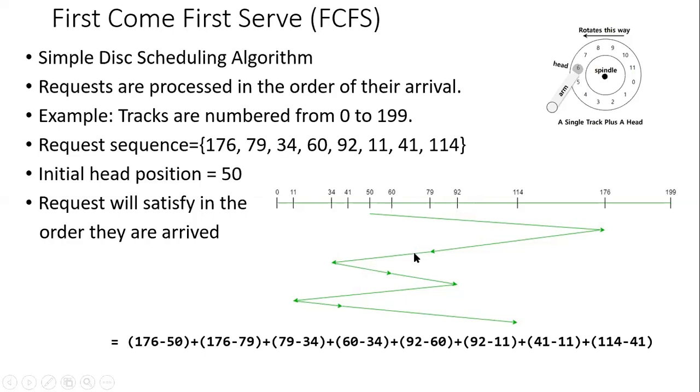Similarly, the third one is 34. So of course 34, initially it was at 79, then 79 minus 34, right? Then 60, it is at 60, then 92, 11, then 41 and 114. In this way, you can calculate the total seek count, the difference between all of these.